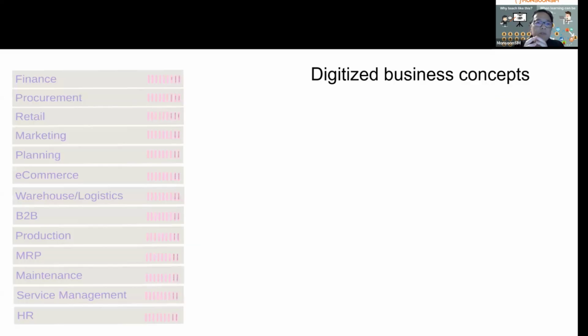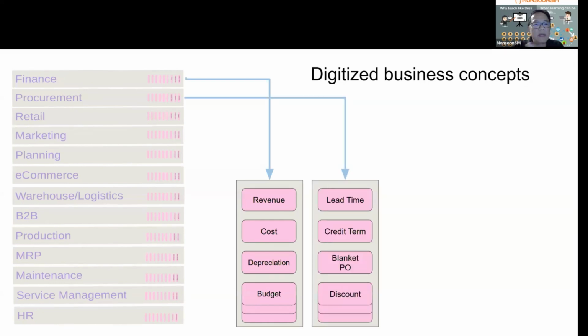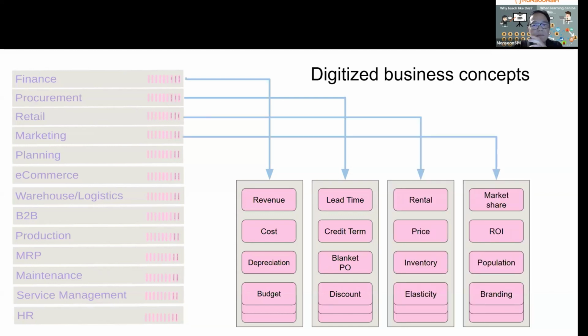So how do we do that? MonsoonSIM has developed a lot of micro concepts, digital concepts that we put in 13 business departments, and we put them all in the cloud. So what are these micro concepts, and where are they, how are they linked together? For example, in finance and accounting, we have concepts such as revenue, costing, depreciation, budget, and so on. And in procurement, we have other concepts. And then in retail business and marketing business, we have a lot of other digitized micro concepts.